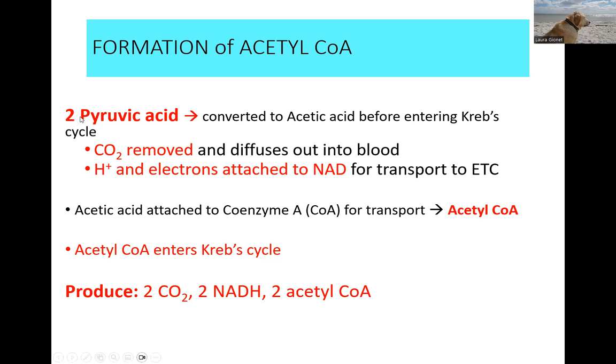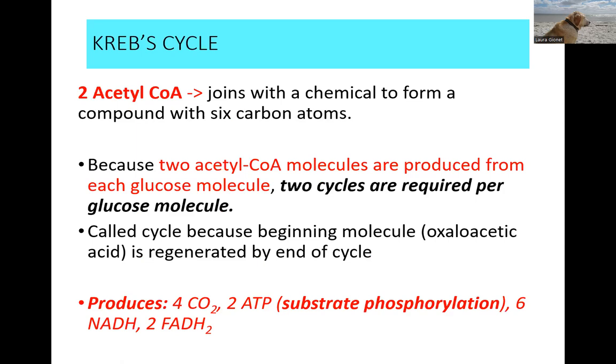So we started with 2 3-carbon chains of pyruvic acid. What did we produce? 2 carbon dioxides, 1 carbon dioxide from one of those pyruvates, 1 from the other. We also produce 1 NADH from each of those 2 that entered this phase. Right? So 2 NADHs, and now we end up with 2 acetyl-CoAs. Right, then we enter into the Krebs cycle.